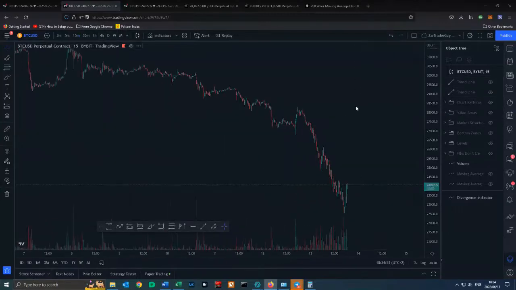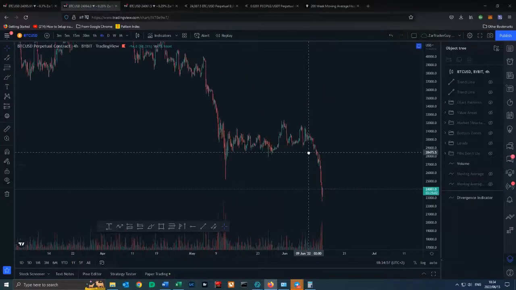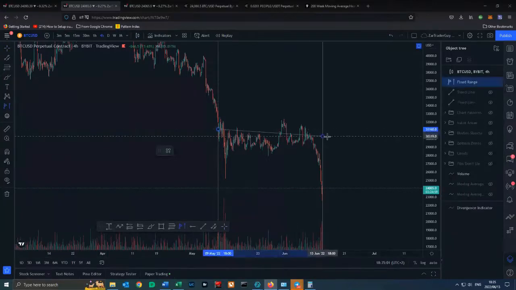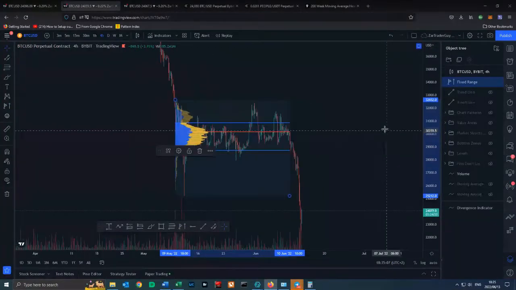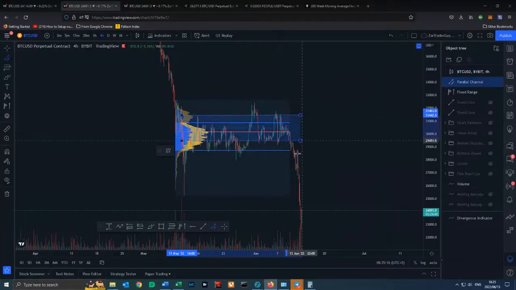Okay, go to the 4 hour there. Okay, and yeah, that's my fixed range there. There we go. Maybe it's because I was pulling it on the index chart. So you can see that we had our little range here, or our channel that we were trading in here.